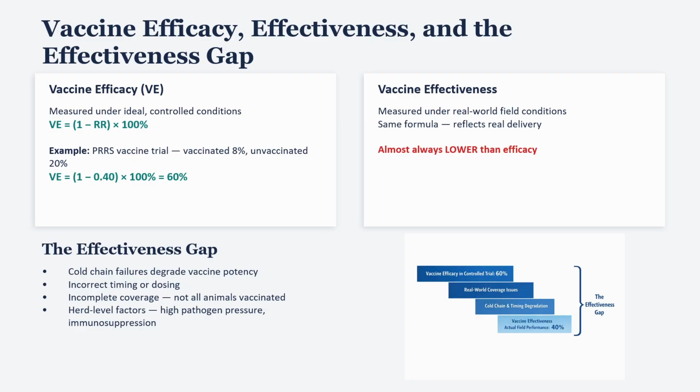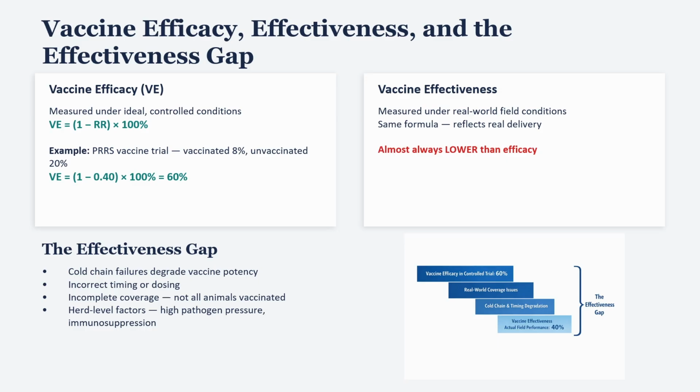Efficacy and vaccine effectiveness are related but distinct measures that we first introduced in the efficacy effectiveness framework in Talk 5.2. Let's now connect them to population level immunity and herd immunity thresholds. Vaccine efficacy is measured under ideal controlled conditions, usually a randomized controlled trial with carefully selected animals, standardized vaccine handling, and controlled challenge or natural exposure in a research setting. The formula is 1 minus the relative risk of disease in vaccinated versus unvaccinated animals times 100%.